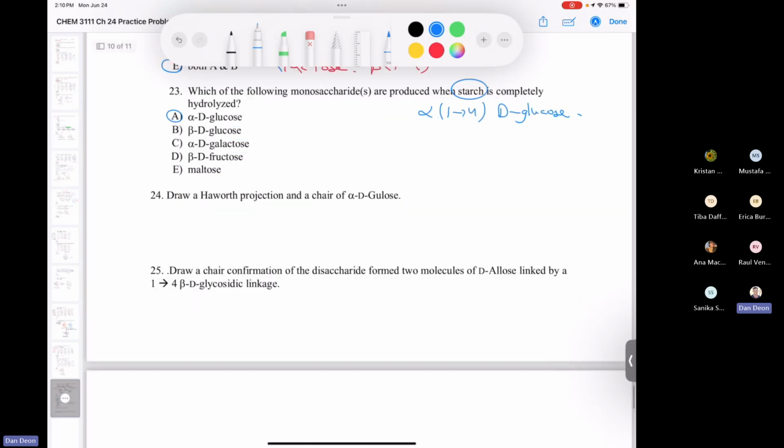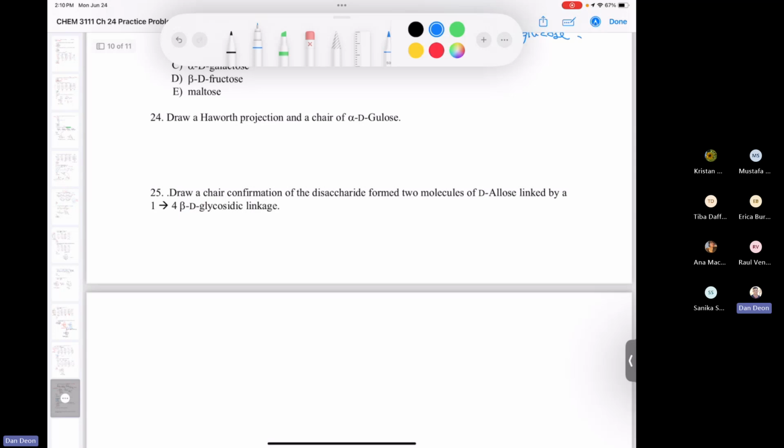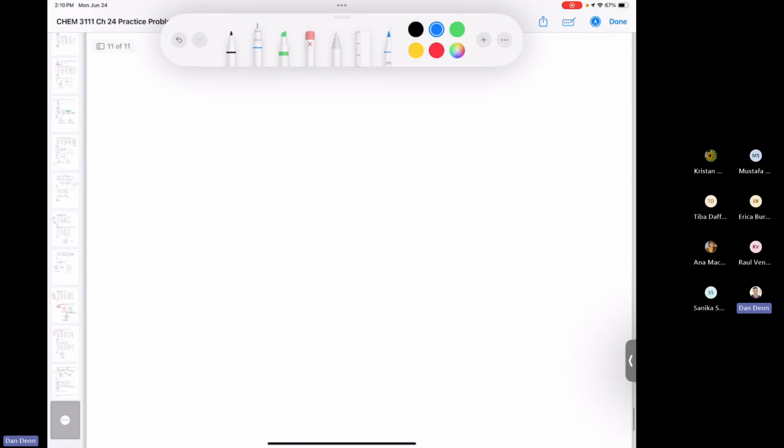The next one, I didn't give myself a lot of room to solve this, did I? But it asked for a Haworth projection and a chair of D-glucose. So let me solve 24 down here. If I write down the structure of D-glucose, let's give it the old college try here. So D-glucose, gave myself way too much room here.